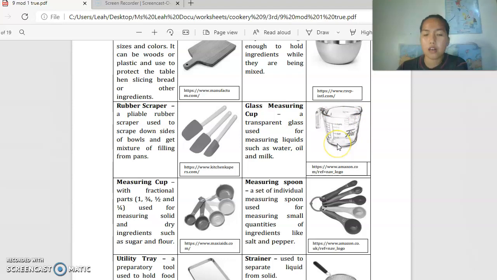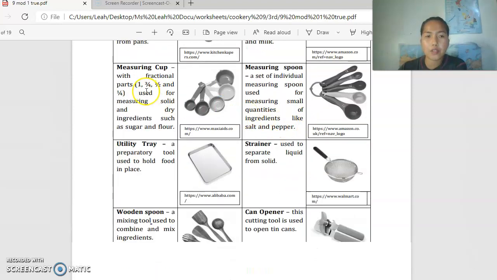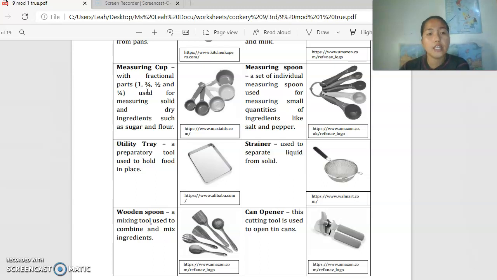So you measure water, oil, milk, so you can use the glass measuring cup. We also have the measuring cup for dry, solid and dry ingredients. This measuring cup is for examples of dry ingredients such as sugar, flour, white sugar. Then we also have the measuring spoon.